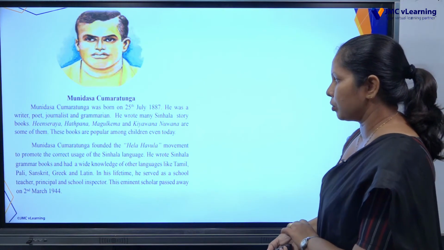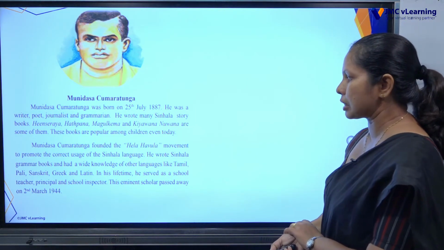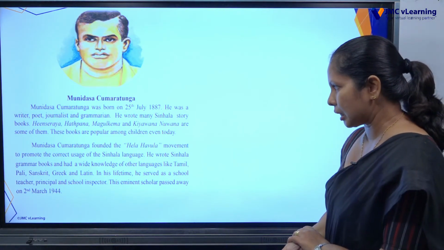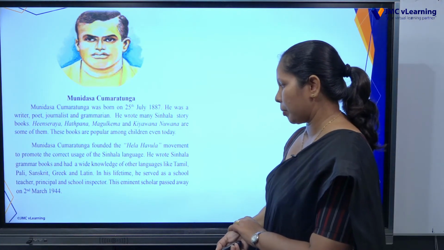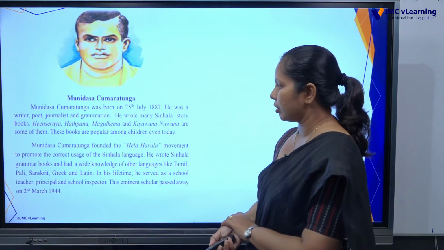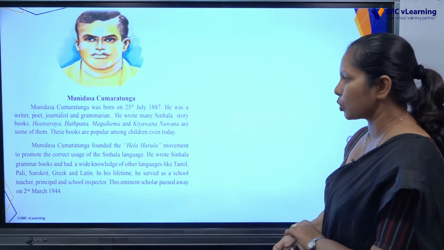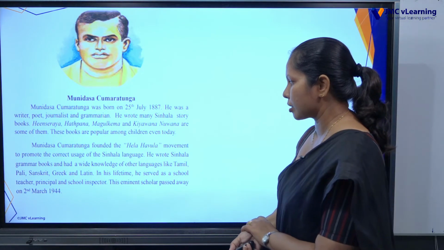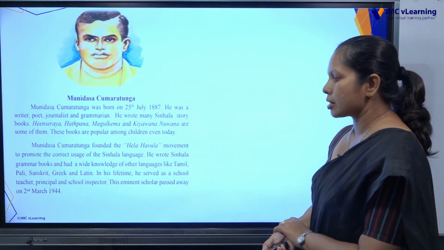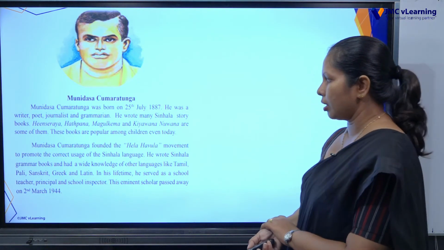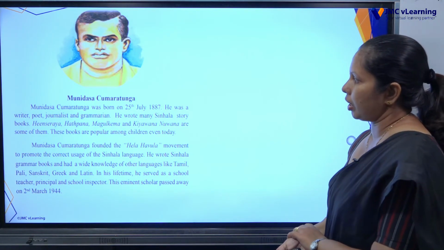Munidasa Kumaratunga founded the Hela Howler movement to promote the correct usage of the Sinhala language. He wrote Sinhala grammar books and had a wide knowledge of other languages like Tamil, Pali, Sanskrit, Greek and Latin. In his lifetime, he served as a school teacher, principal and school inspector. This eminent scholar passed away on 2nd March 1944. So, this is about this famous writer.